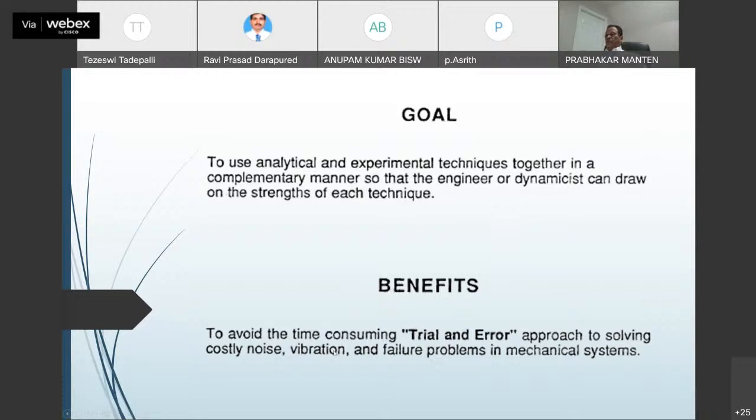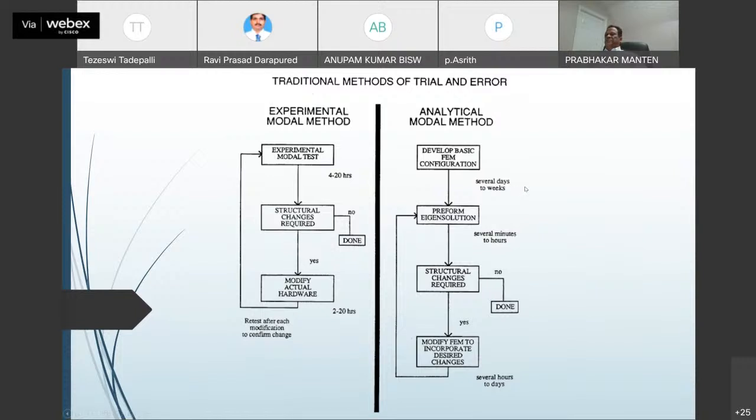The benefit is to avoid the time consuming back and forth trial and error approach to solving costly noise, vibration, and failure problems in mechanical systems. A combined approach is desirable. In the traditional experimental modal method, are structural changes required? It takes 4 to 20 hours. If no changes are required, then you're done. If yes, then modify the actual hardware, which takes 2 to 20 hours. Retest after each modification to confirm the change. So this goes on in the experimental method.